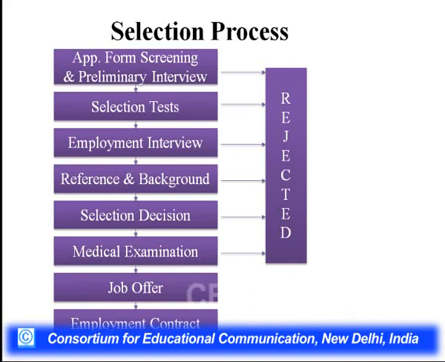So in the initial stages, if the candidate is not suitable, then they will basically be rejected. They will not be considered for the subsequent steps. So the first one is application form screening and preliminary interviews. The second is the selection test. Third is the employment interview, that is the detailed one. Then the reference and background information gathering, and testing whether the information quoted is genuinely correct or not.